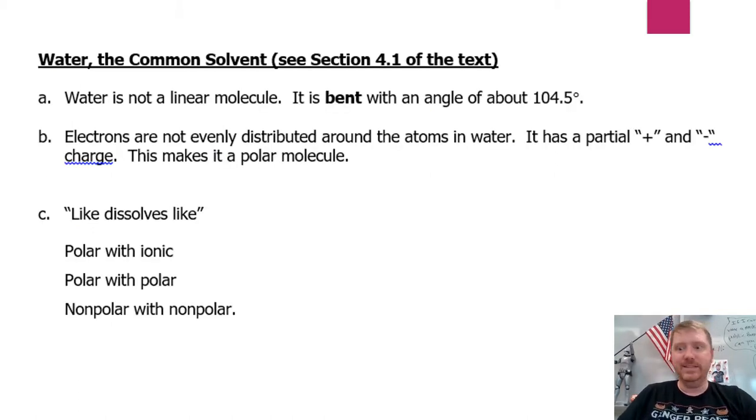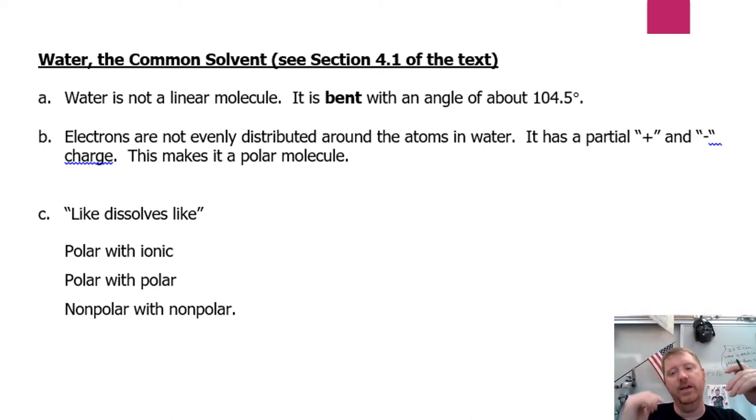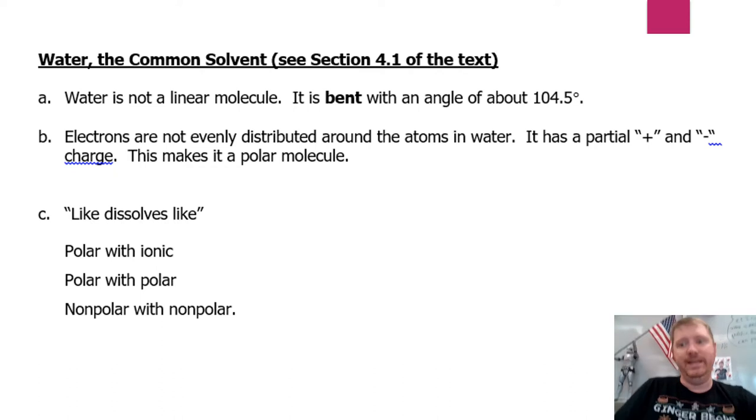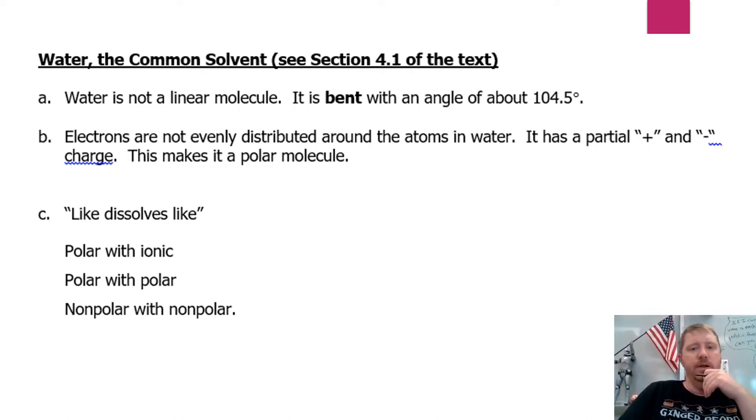We talked about how "like dissolves like" is not a good enough answer. You actually have to say, hey, this is polar and it will dissolve things that are polar, and this molecule is, ergo, boom. You have to go through those explanations. Don't ever just say "like dissolves like." You actually have to tell us what is polar, what is nonpolar.